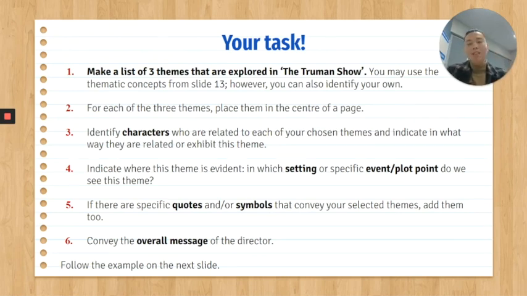Number 4, indicate where this theme is evident in the Truman Show. So in what specific scenes or events do we see this theme being played out? Are there specific settings, perhaps, where we see this theme in action?